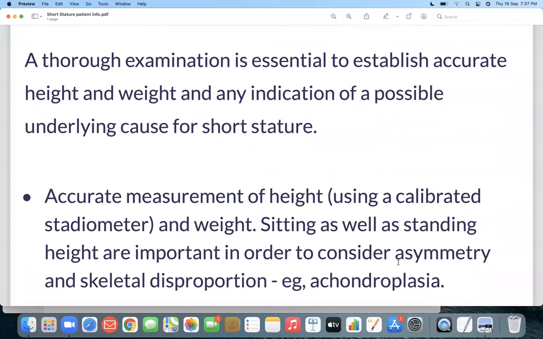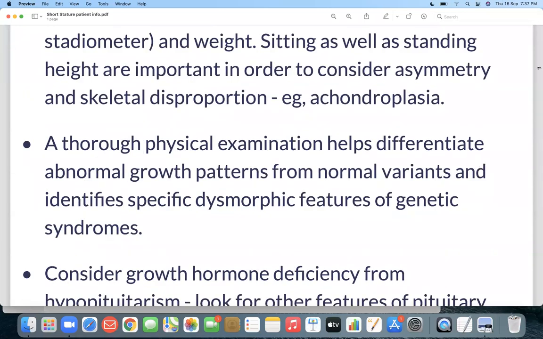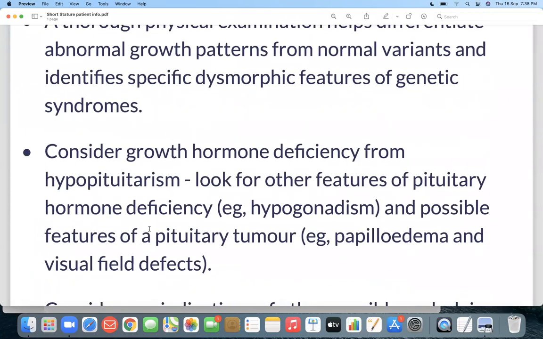Then examination: accurate measurement of height and weight, sitting as well as standing height, are important in order to consider asymmetry and skeletal disproportion, for example achondroplasia. So never forget sitting height in a case of short stature. A thorough physical examination helps to differentiate abnormal growth patterns from normal variants and identify specific dysmorphic features of genetic syndromes. So unusual features have to be checked.